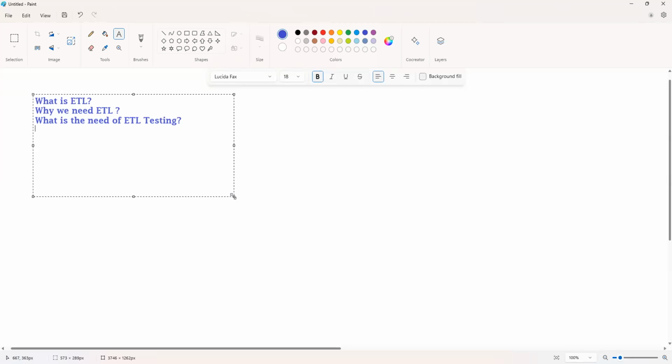Then we are going to talk about, as part of this course, what are the tools and what are the things which we are going to cover. Are you with me? Then what are the roles and responsibilities of an ETL tester?